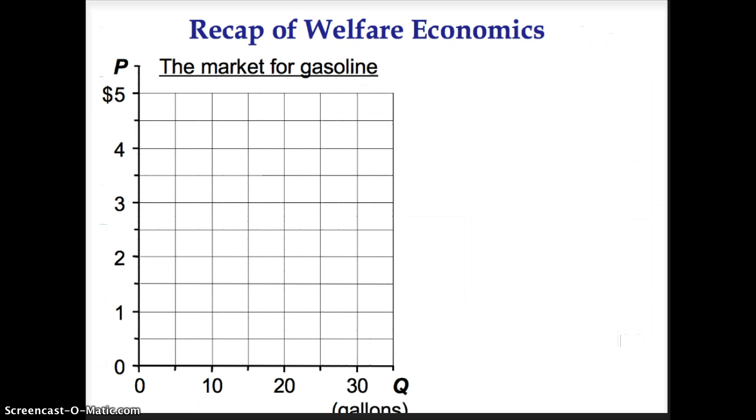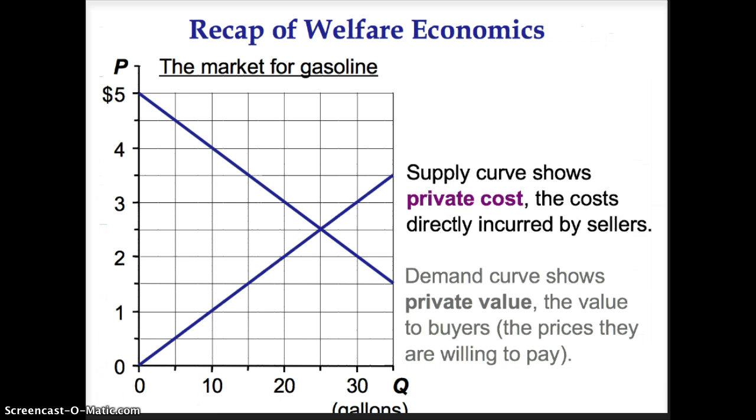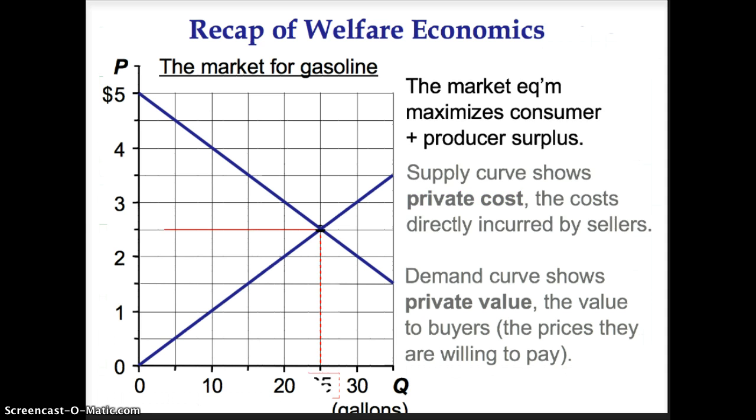Let's recap welfare economics that we discussed in Chapter 7 by looking at the market for gasoline. The demand curve shows the private value, the value to buyers, which is the price they are willing to pay. The supply curve shows the private cost, the cost directly incurred by the sellers. Remember that market equilibrium maximizes consumer and producer surplus.